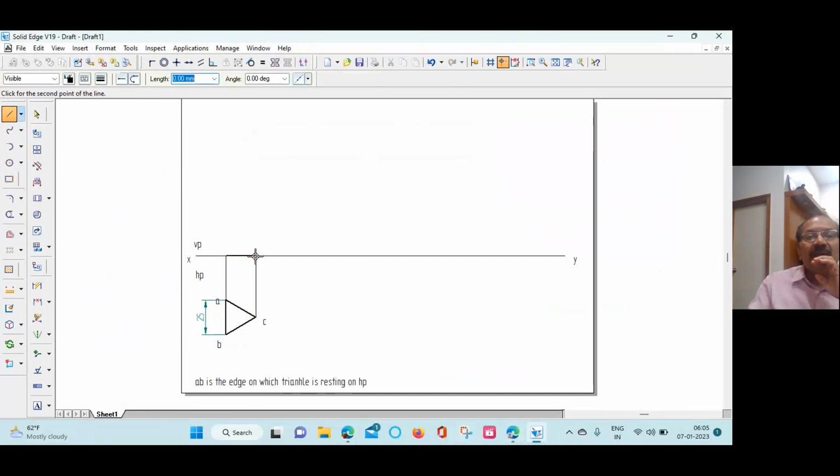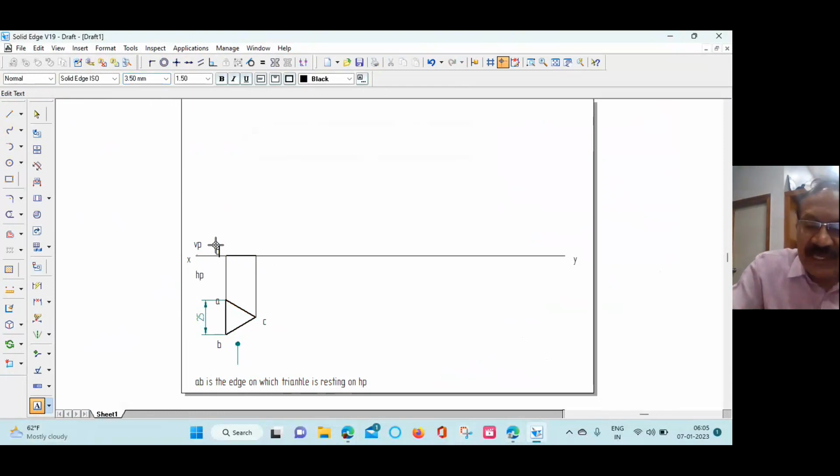Front view will be a line, and then name it. The front view we are drawing looking from this side. So when you look from here, we see only BC. We cannot see point A. So point A is exactly behind B. So what we do is we name it as B dash within the bracket A dash, and this is C dash.